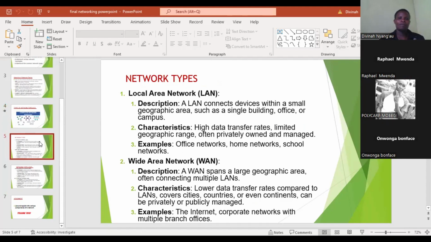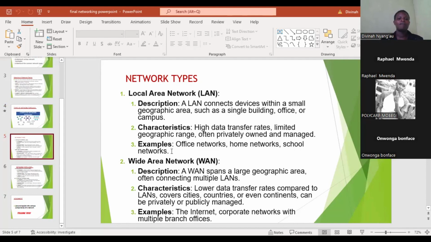We have so many network types, so we can look at a few. Number one, we have local area network. A local area network connects devices within a small geographical area, such as a single building, office, or campus. Characteristics of a local area network: it has a high data transfer rate, is limited in geographic range, and is often privately owned and managed. Examples of a local area network are an office network, home network, or school network.